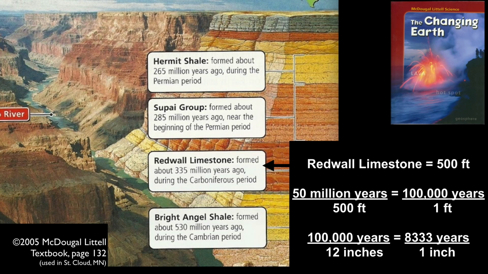And then I did the math on that. That Redwall limestone is 500 feet thick, and it's supposed to be 50 million years old. So that takes 100,000 years for it to grow 1 foot. And these nautiloids are about 18 inches long. So they're supposed to stand there for 100,000 years and not decompose. And I pointed that out to a professor at St. Cloud State, and she said, yeah, that could happen. I'd like to see that.